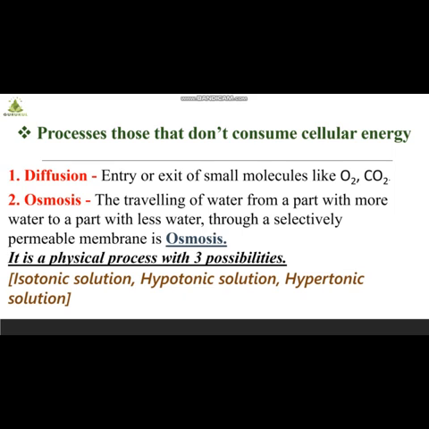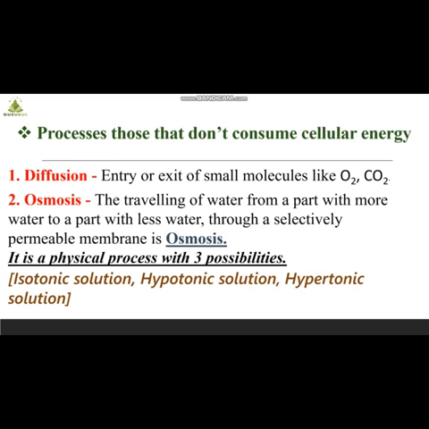Now what is happening here? Water is traveling from where to where? From a part with more water, with high concentration, to a part with less water or less concentration. Through what? Through the plasma membrane or cell membrane, which is a selectively permeable membrane. Remember, we have already learned this. So this is osmosis.